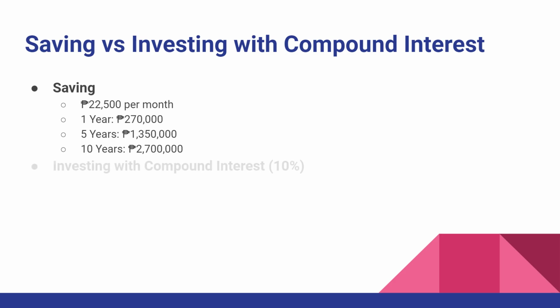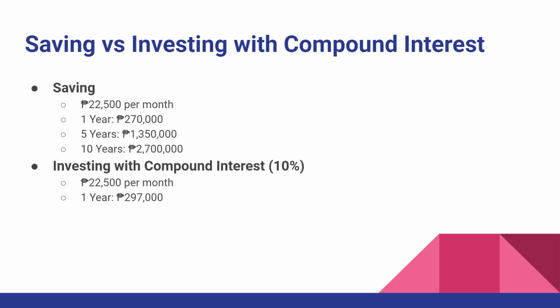That's just saving. But when you invest with compound interest, let's say just a random growth of your investment is 10%. So if you save, and not really save, but you invest 22,500 per month, in 1 year it's gonna be 297,000. So compared to just saving, that is a clear gain of 27,000 pesos. In 5 years, it's gonna be 1.8 million. Look at the difference of saving versus investing.